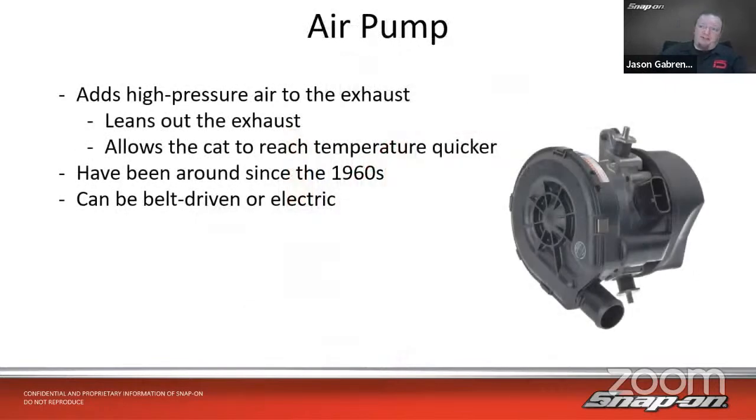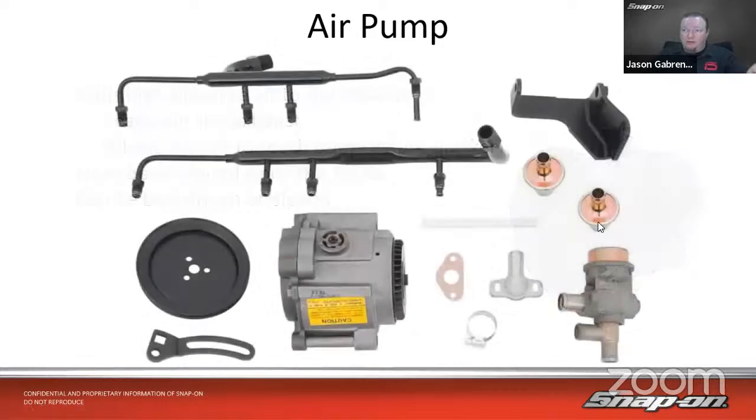Now on to air pumps. Air pumps have been around for a while, since the 60s, really. What it does is it adds high pressure air to the exhaust, which in turn adds oxygen and nitrogen and whatnot. It leans out the exhaust, which allows the cat to reach temperature quicker, which makes it easier for the emissions controls to start performing. Could be belt driven on the older models, and a lot of the newer models that have it are the electric type and look kind of like this guy right here. Looks like a little blower motor.